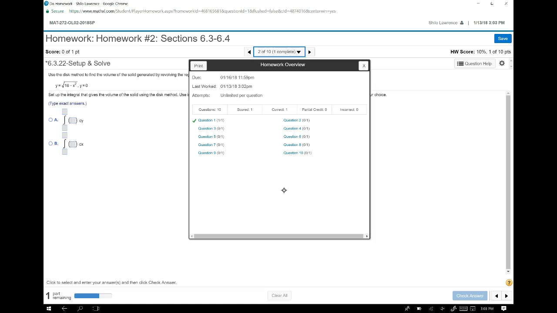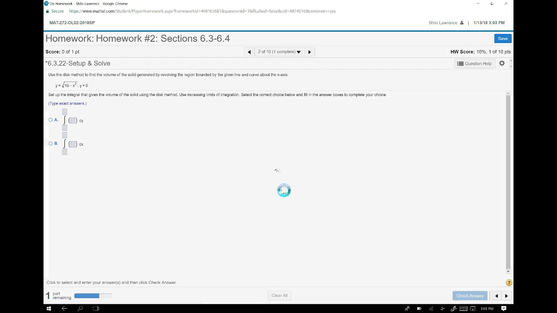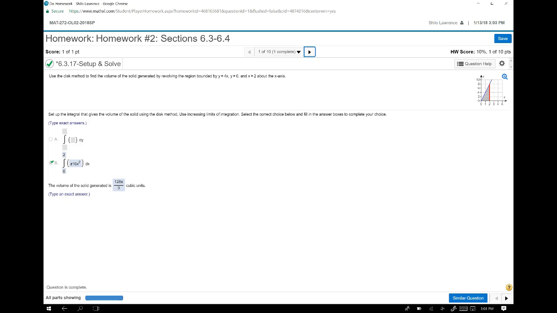If you don't want to go to problem 2, you can jump around to any problem that you want here. And again, you can go back to any problem that you want. I could even go back to question number 1 if I want. Even though I've got it all right, I still see that similar exercise button down here. I can keep working that over and over and over again until I completely understand it.